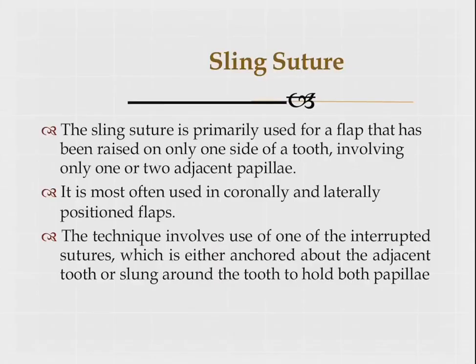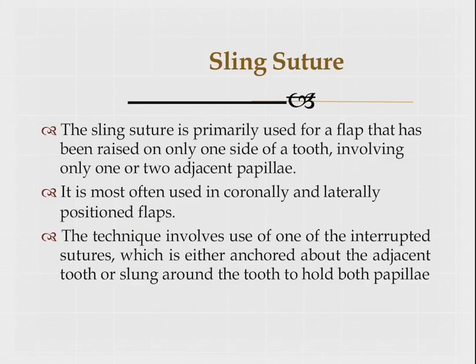Talking about the sling sutures, the sling suture is primarily used for a flap that has been raised on only one side of the tooth, which involves only one or two adjacent papilla.